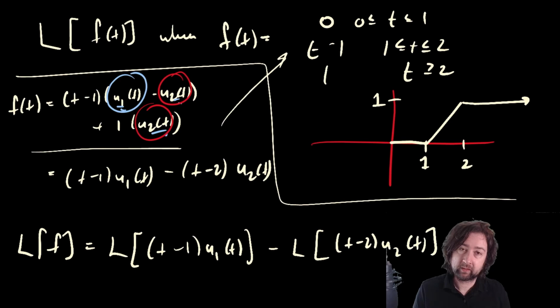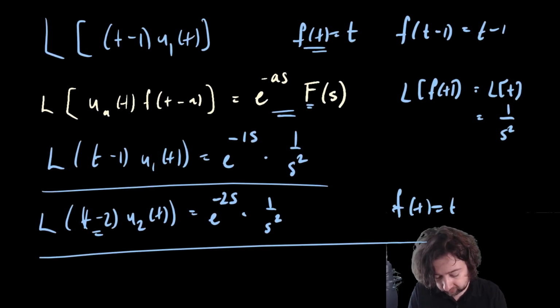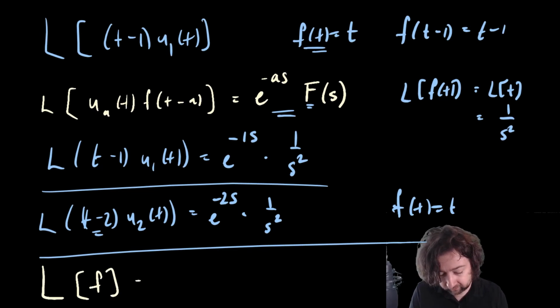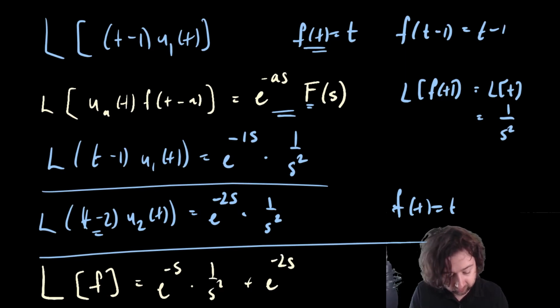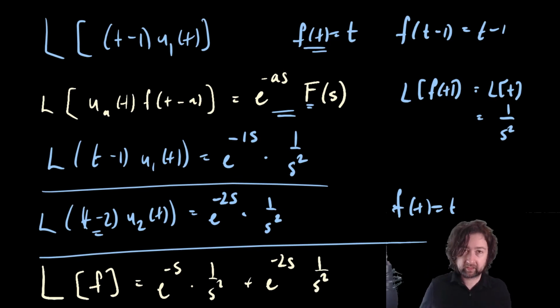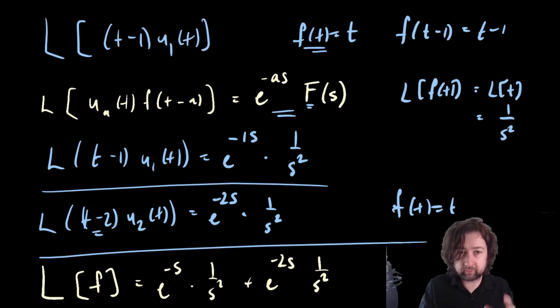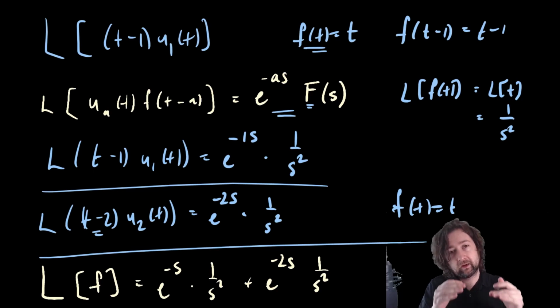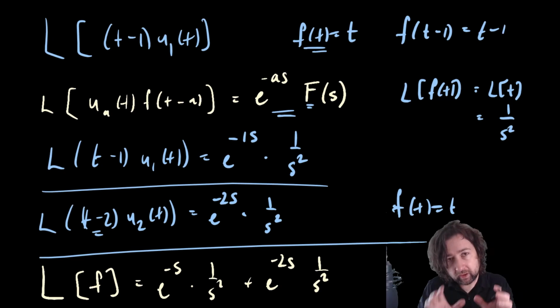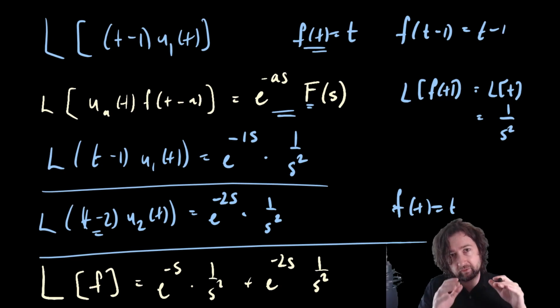So what do we have? We have that the Laplace transform of the combined function, which is just the sum of the two pieces, is equal to e^(-s) times 1 over s squared plus e^(-2s) times 1 over s squared. And this is typical of the way these problems work with piecewise functions. You have a piece of the Laplace transform that corresponds to each piece of the original function. And those pieces control what's happening in the Laplace domain, one piece contributing for each piece of the original function.